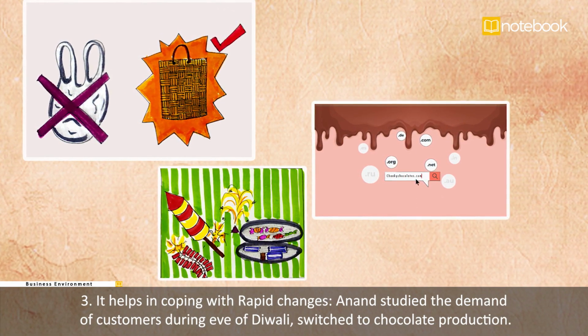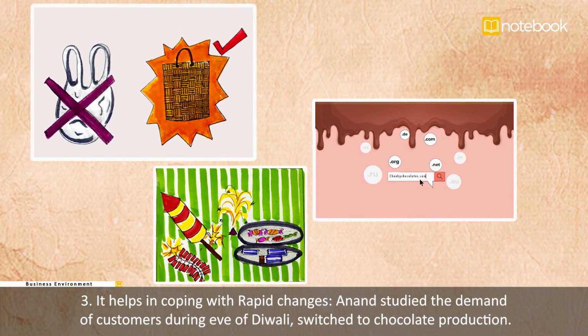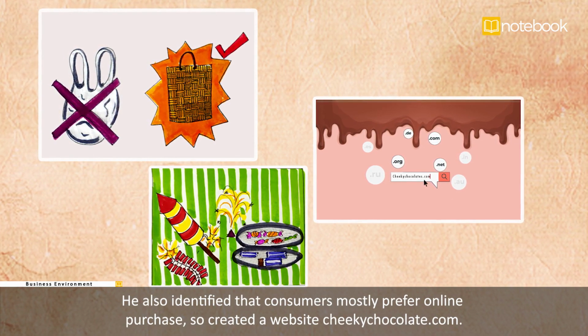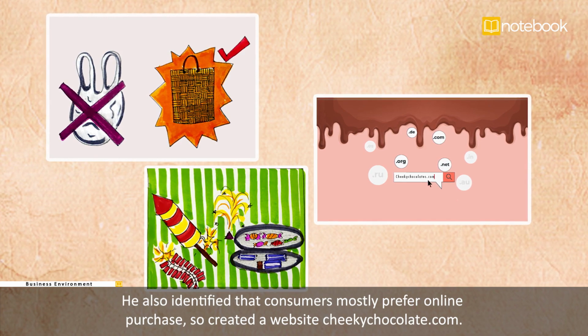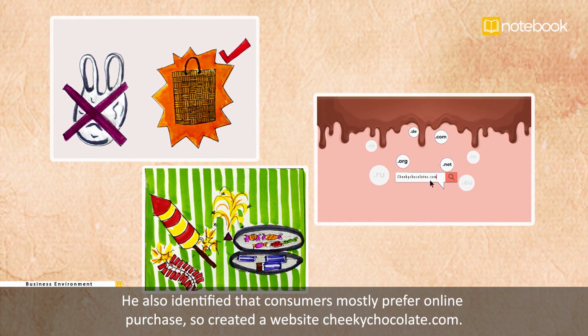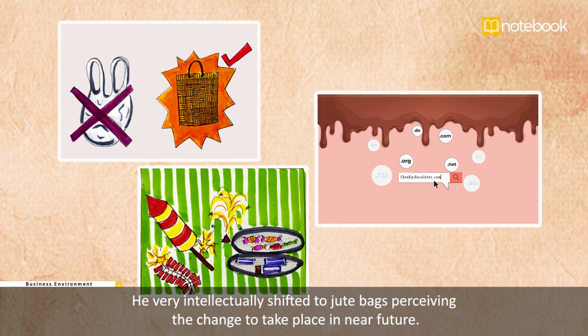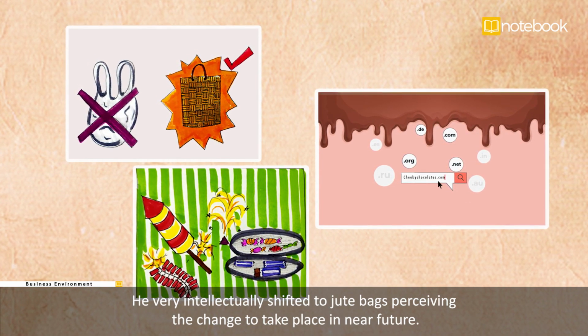Anand studied the demand of customers during the eve of Diwali and switched to chocolate production. He also identified that consumers mostly prefer online purchases. So he created a website, cheekychocolate.com. He very intellectually shifted to jute bags, perceiving the change to take place in near future.